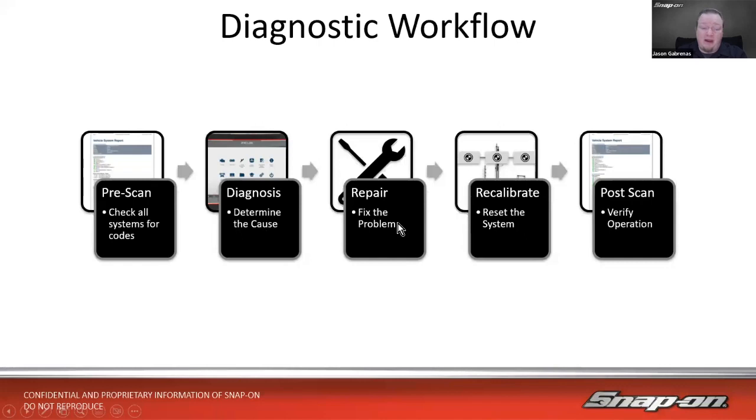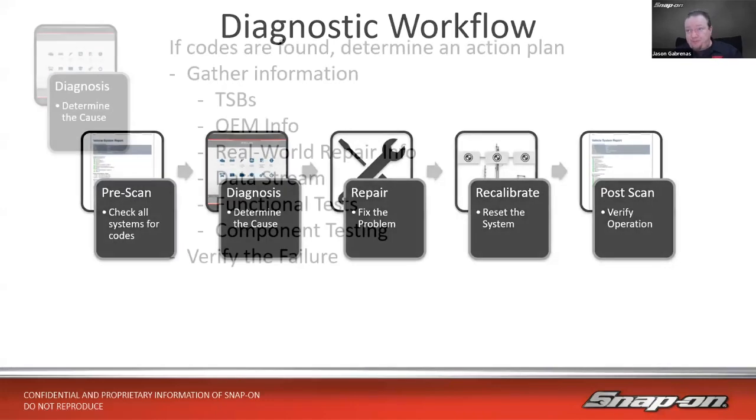Then we get to repair. So once we've figured out what's wrong with the vehicle, then of course we'll fix the problem, whatever we need to do, hang a part or clean something or adjust something. Whatever it is, we're going to actually do the repair, and then we'll go to recalibrate, reset, relearn after the fact. Oftentimes you do need to do some sort of a reset or a relearn or a calibration on a part. And then of course we want to road test to verify and then do a post scan to just make sure there aren't any codes left.